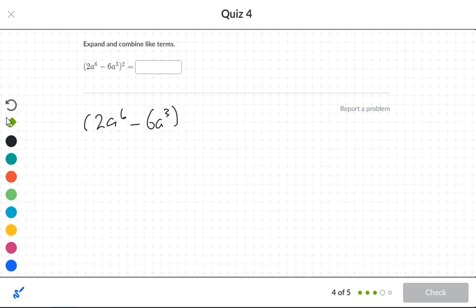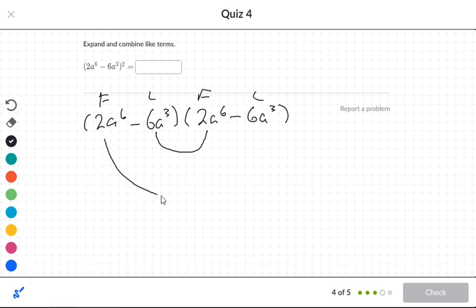So let's go ahead and remove this. So let's go with our parentheses. So let's go 2a to the 6 minus 6a to the third. First, last, first, and last. Double smiles. So my first term, we're going to take 2 times 2. 2 times 2 is 4. We have a to the 6, a to the 6. Well, that's going to be a to the 12th.